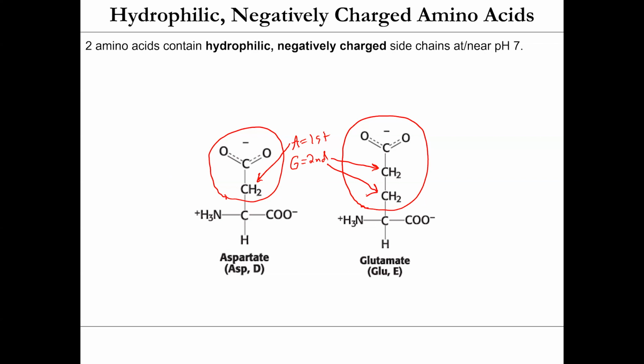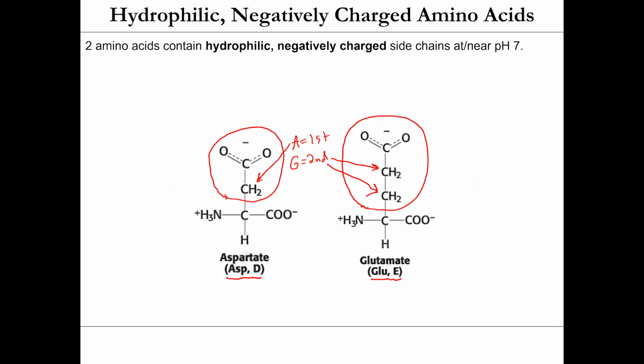So there's aspartate, which is ASP, which is easy, first 3 letters in the name. But then the one-letter code is D, which is a little tricky, but I just think aspartate. I sort of make a soft T. And then the other one is glutamate, and that's GLU.